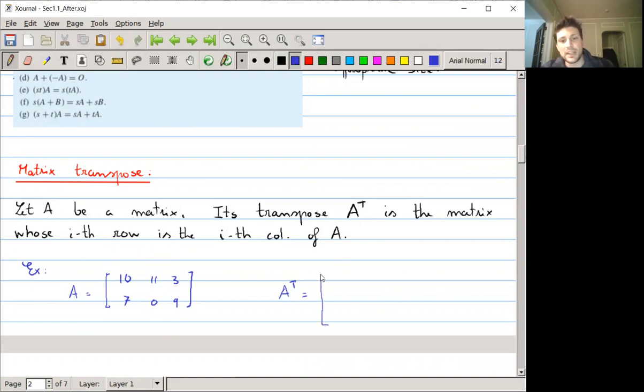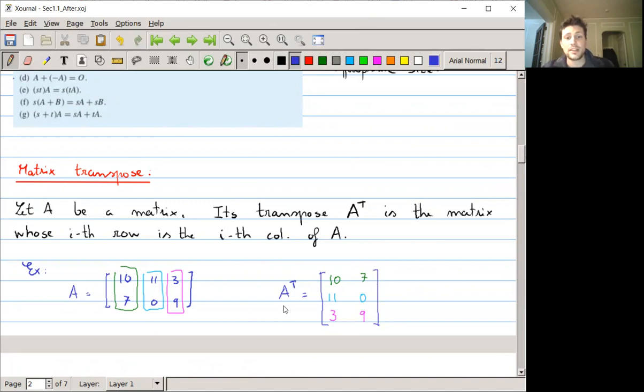So if I were to compute A transpose in this example, we said the rows of A transpose are the columns of A. So the first column of A is 10, 7. Maybe let me highlight it a little bit. Then the first row will have to become 10, 7. The second column of A is 11, 0, which means that the second row of A transpose will be 11, 0, and the third column of A is 3, 9. A transpose will have 3, 9 as its third row.